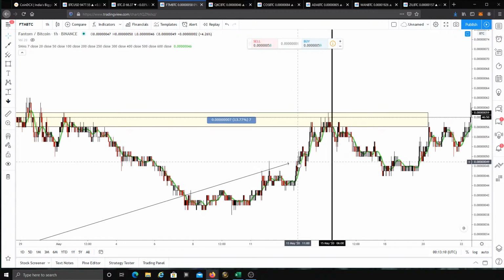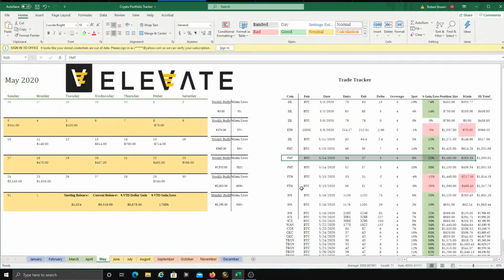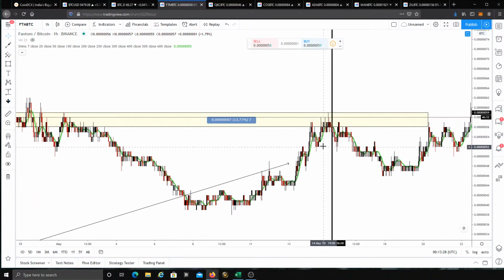Okay, so that first entry was right here at 49, scalped it up to here at 56, and then caught this somewhere back down here on a quick dip. And then where did we sell it again? 54 to 57. So we caught this quick little dip right here and then scalped it back up to almost the top for another quick trade.